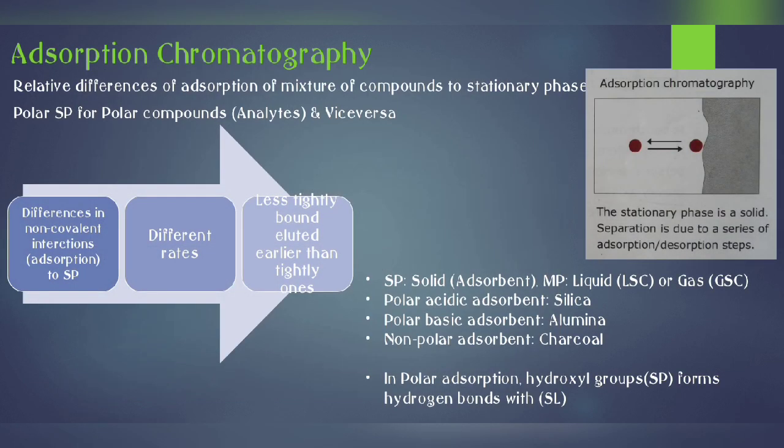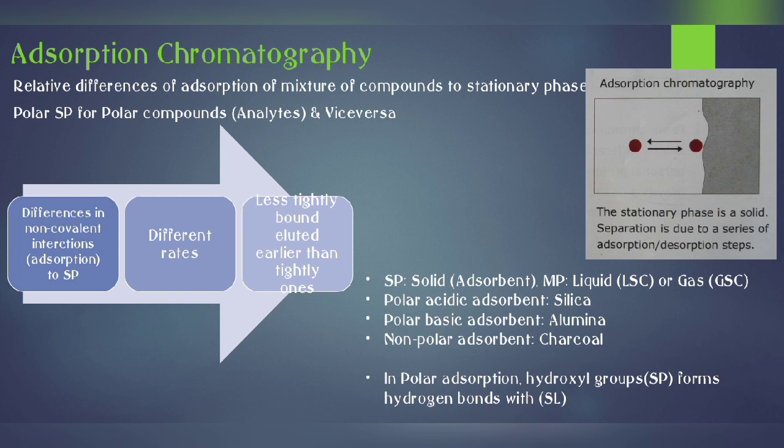Then adsorption chromatography. We can classify column chromatography into two types, adsorption chromatography and partition chromatography, based on the mechanism of separation. The first one is adsorption chromatography. In adsorption chromatography, the mixture of compounds is adsorbed onto the stationary phase. Based on that, the separation happens.